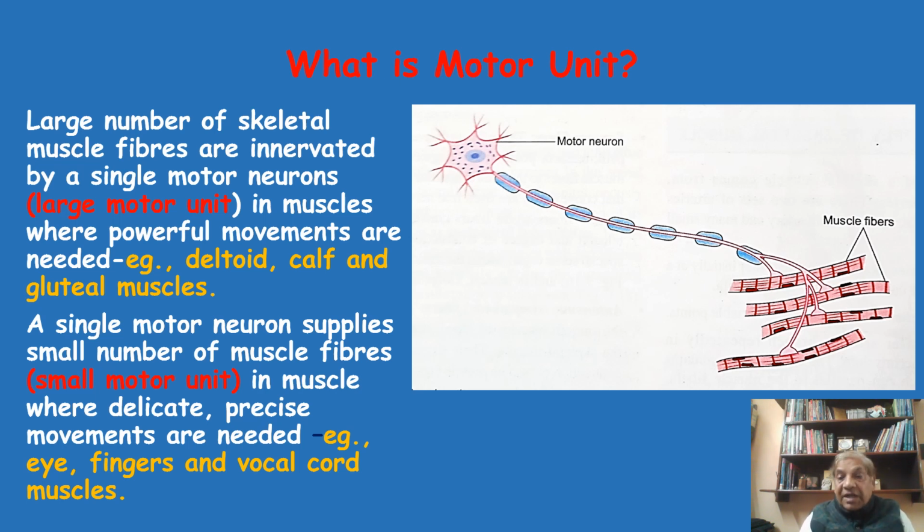This is in contrast to the large motor unit of the powerful muscle. Power is not here, but precision and delicate movement is there. That is the difference between a large motor unit and a small motor unit.